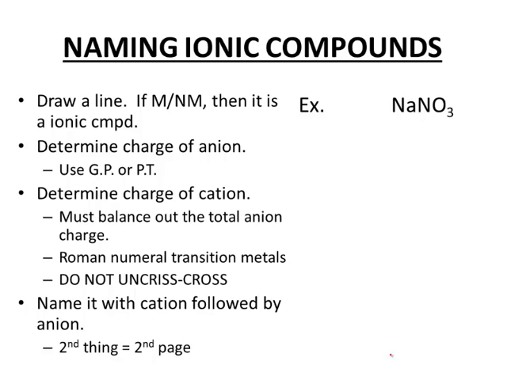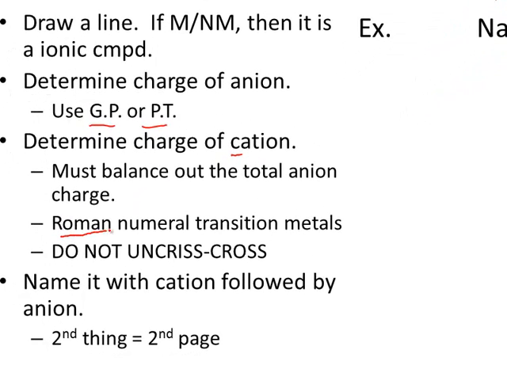Just the opposite, naming our compounds. So naming them, we're going to draw a line again, just as we've always, after the first element or NH4. If it's a plus and a minus, metal and a nonmetal, we know it's an ionic compound. Determine the charge of the anion using our gold packet or periodic table. Charge of that must equal the cation. Remember, that's for Roman numerals and our transition elements. And then we name cation followed by anion.